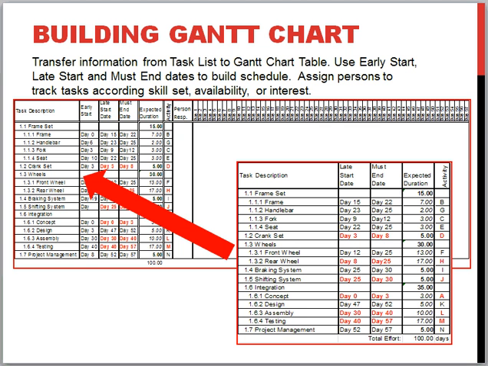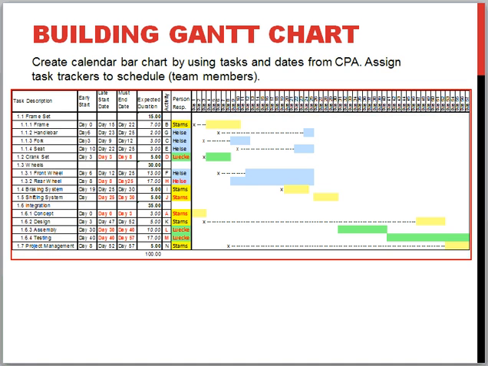So in building a Gantt chart, we see here we take the task list, insert that into the project Gantt chart here. See that we have early start, late start, must end dates indicated on here, along with the tasks that are going to be done. Once we have those put in there, then we can put in the persons responsible for tracking and build our flow of our project with looking at the different dates.